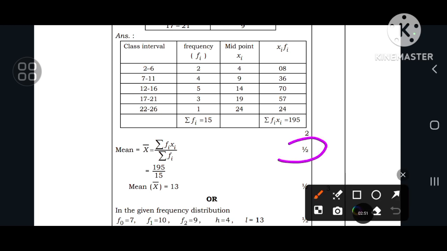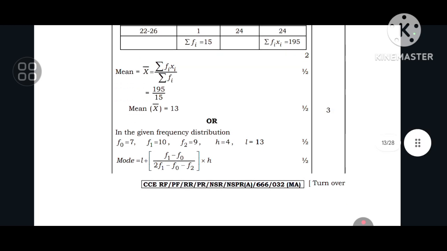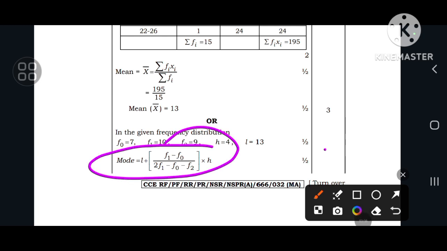See here, you will fetch 2 marks, 1.5 marks, and you find the mean. You will fetch again half marks, that is equal to 1 mark. So something you have to solve in this question paper, so you can fetch good marks. As here you can see, the formula again carries half marks, and substituting the values and writing the given values, you will fetch half marks.